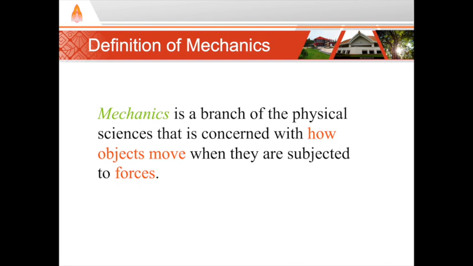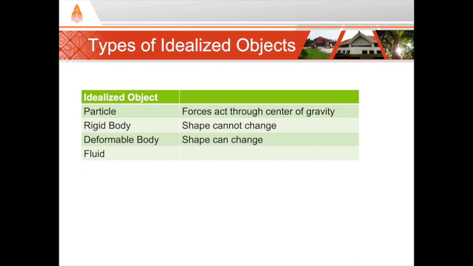The first thing we'll do is define mechanics. Mechanics is a branch of the physical sciences that is concerned with how objects move when they are subjected to forces. And mechanics has many different fields depending on the type of object that is studied. There are four types of idealized or simplified objects: particles, rigid bodies, deformable bodies, and fluids.